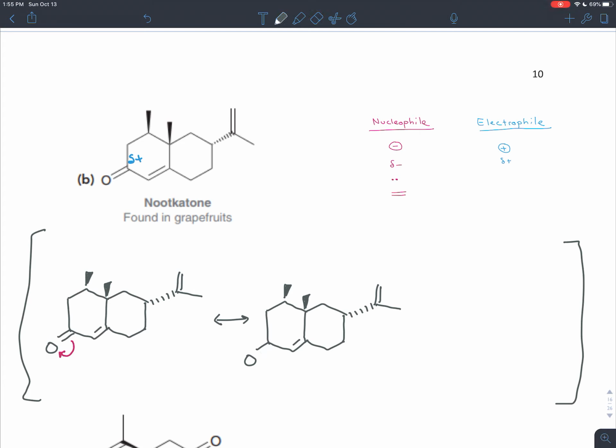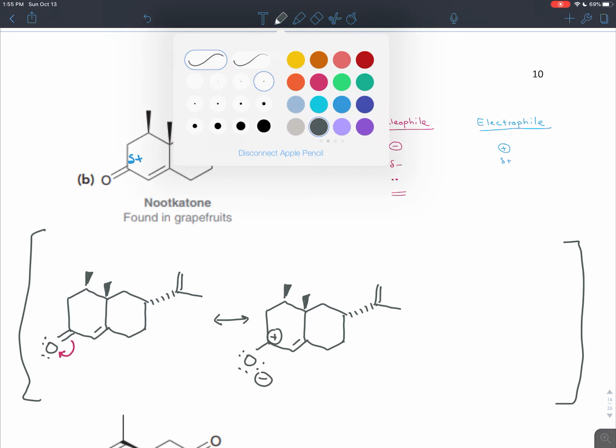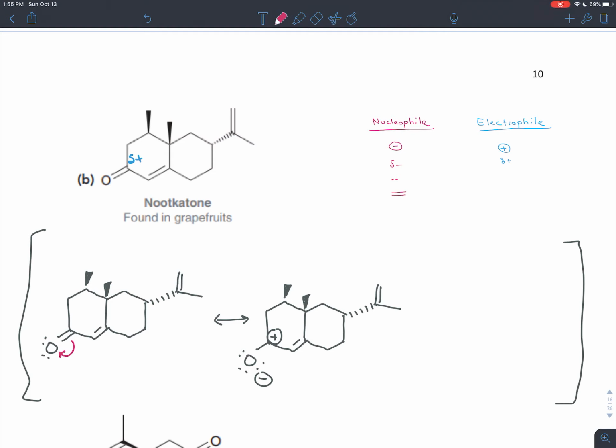So we end up with this oxygen had 2 lone pairs to begin with. Now it will have 3 and a negative charge, and the carbon will have a positive charge. Notice that we now have a new resonance structure. The positive charge is allylic to this double bond. So the double bond moves towards it to give you the next resonance structure.